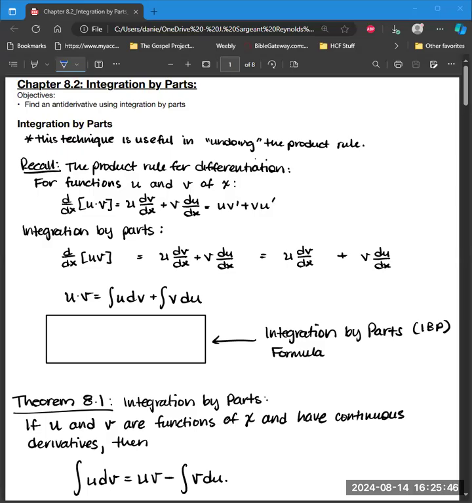In this video, we're going to talk about 8.2, integration by parts. And this is going to have an objective to find the antiderivative using integration by parts. This technique is useful in undoing the product rule. So if you remember the product rule here, if we took the derivative of a product, it was u times dv dx plus v times du dx, or uv prime plus vu prime.